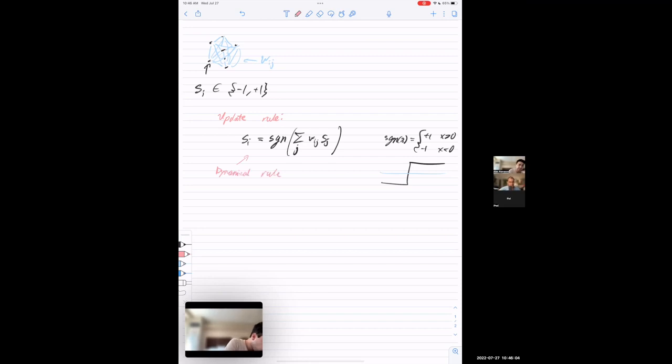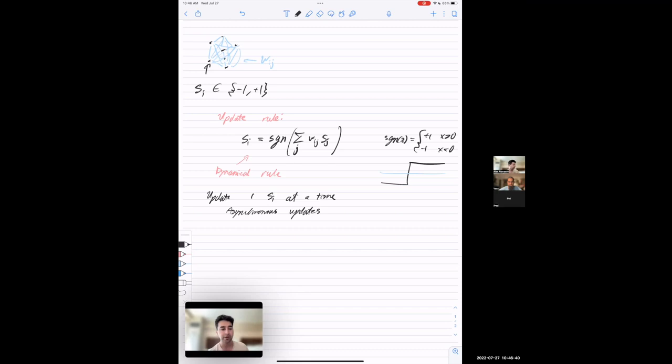And all of the Si are updated by this. Usually we update one Si at a time. And this is called asynchronous updates. This is actually by analogy with spin systems, where depending on the interactions of the spins around you, the spin might, if it's pointing down but all of its neighbors are pointing up and the weights are positive, want to switch to point up.